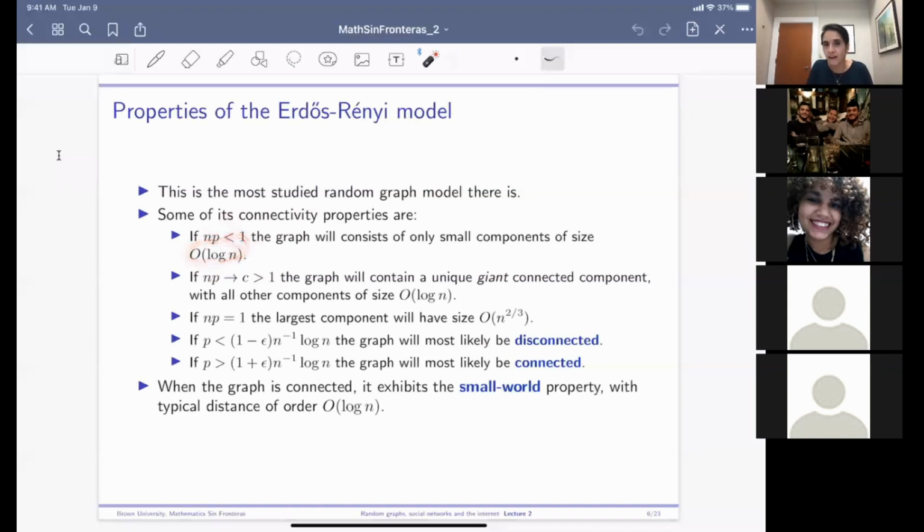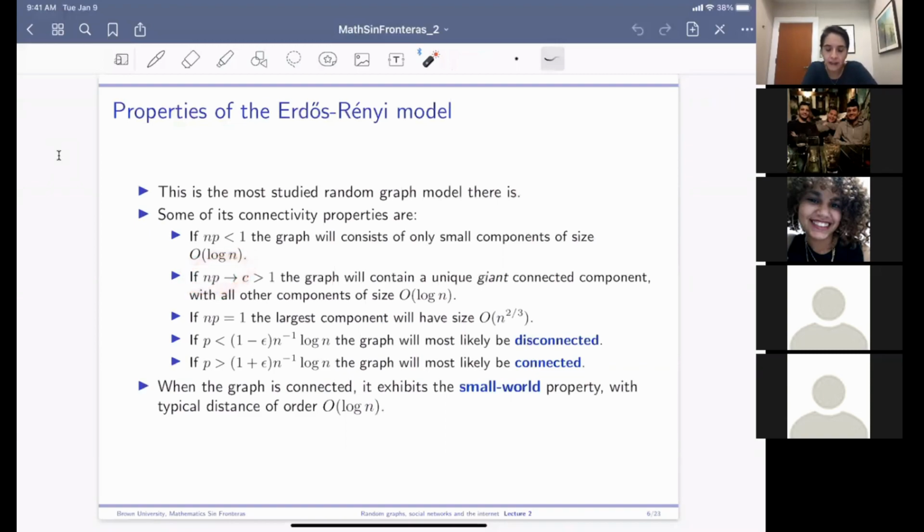Just to give you an idea, even if n is 1,000, log of 1,000 is fairly small. So there's only a couple of vertices that are going to be connected. We're going to have a lot of singletons, so isolated vertices out there as well. And my graph is definitely going to be disconnected with probability close to 1.